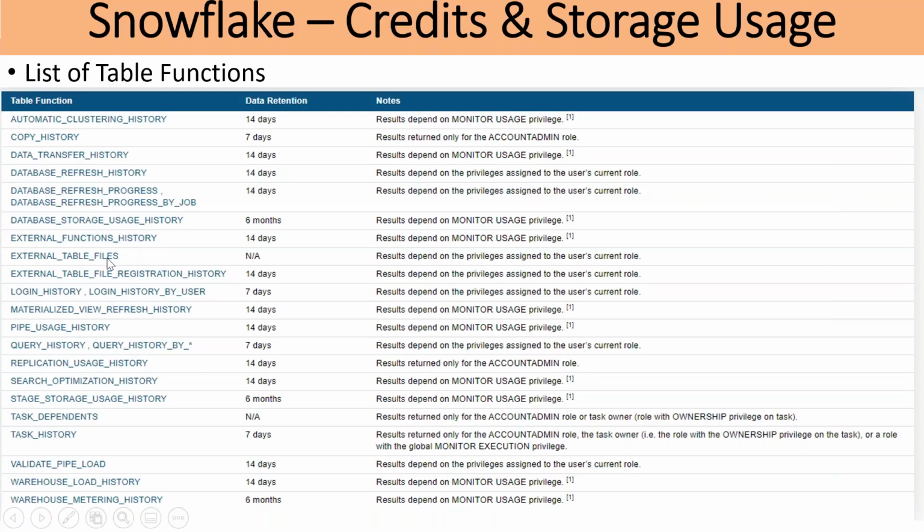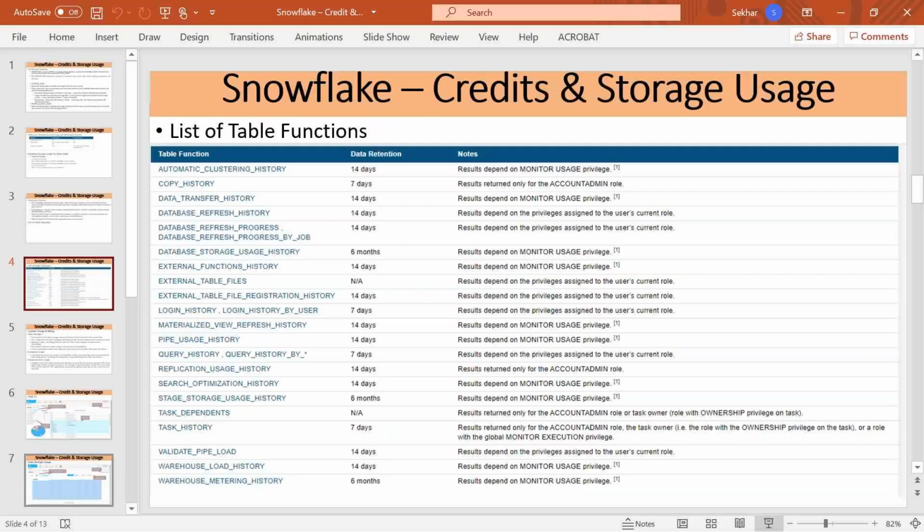External table files, it has all these tasks, task dependents, stage, and then warehouse load history, warehouse metering history. These two are very important. Warehouse metering history, warehouse load history, and validate pipe load. Returns depend on the privilege assigned to the users, whether the load is being validated or not, how much data is in. So these are all the functions that are part of this. Whichever you want, you can use them and do it.